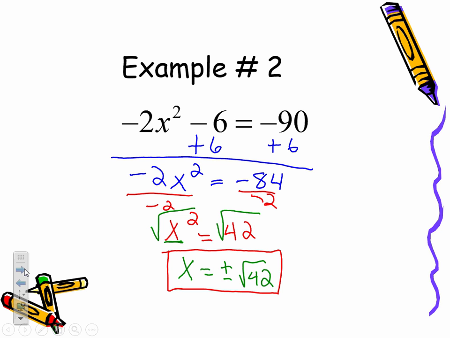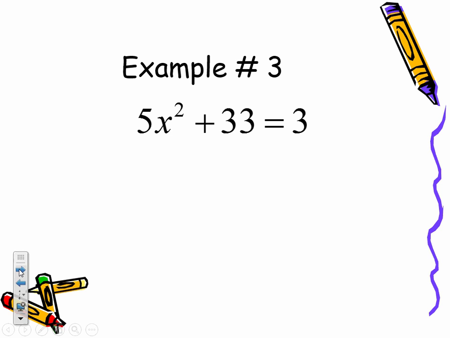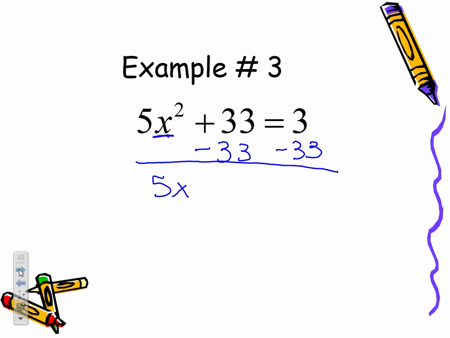Alright, example number 3. First thing we have to do, x squared by itself, that's our goal. So we're going to subtract 33 from both sides. We're going to get 5x squared equals negative 30. Then we're going to divide both sides by 5. And I am going to get x squared equals negative 6.